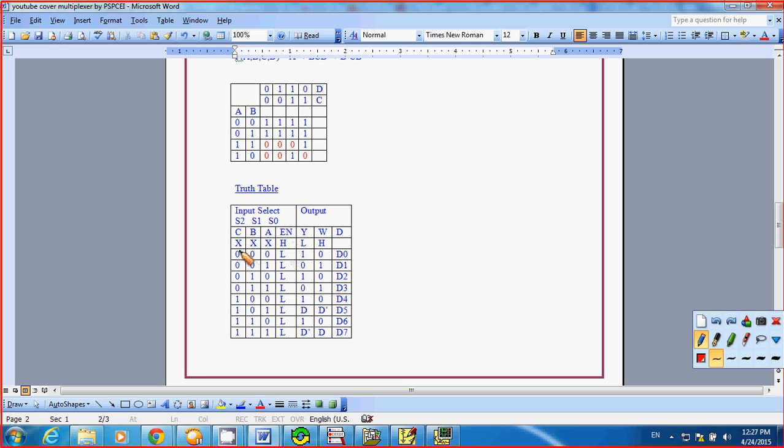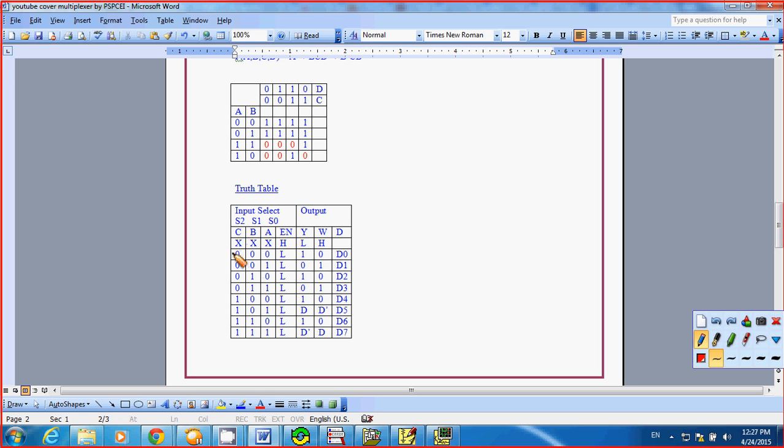Whenever enable is high, it doesn't care what kind of CBA it is, but it's going to keep the output low for Y, right? And then I just wrote this down as the output, and W is actually going to become Y complement. So whenever you have low here, you're going to have high here. You have 1, you have 0 here. You have 0, you have 1 here. Okay, nothing to worry about too much.